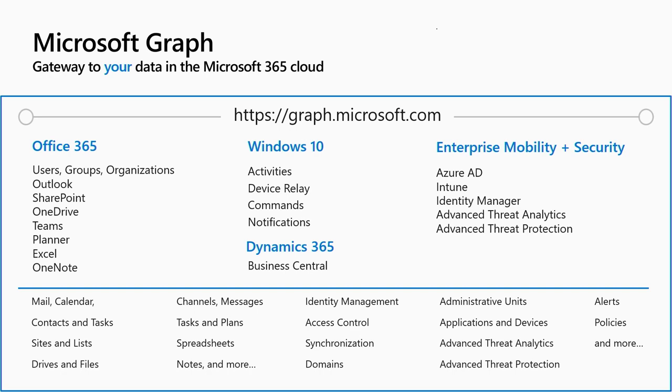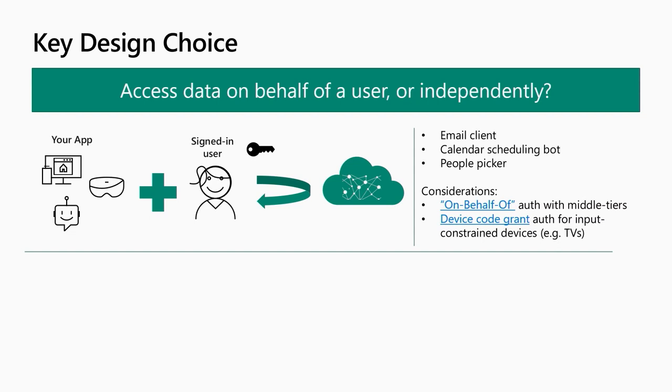When you develop an application, early on you have to decide how your application is going to interact with the data. And there are really two choices here. The first one is to access data on behalf of a signed-in user. So imagine an application, it could be anything, imagine an email client. It really needs a user to sign in with their own credentials and produce an access token, and only then is the application able to make API calls. So examples, an email client, a calendar scheduling bot, a people picker.